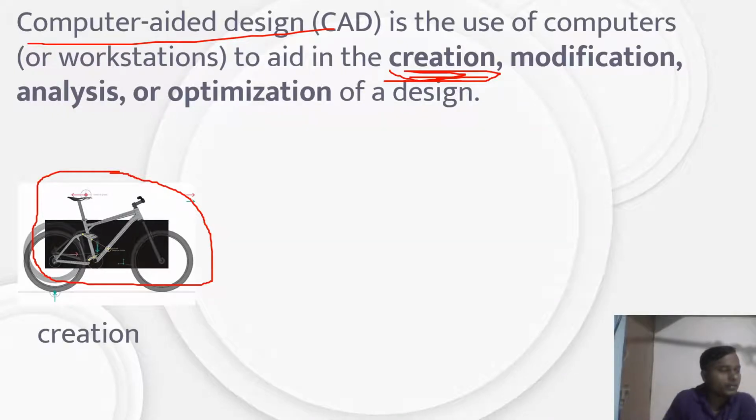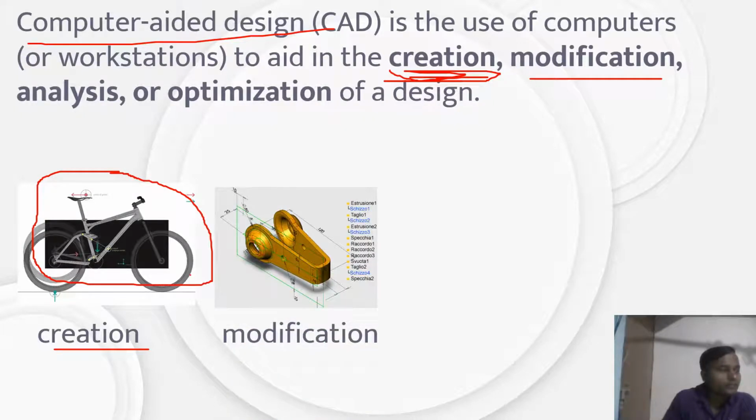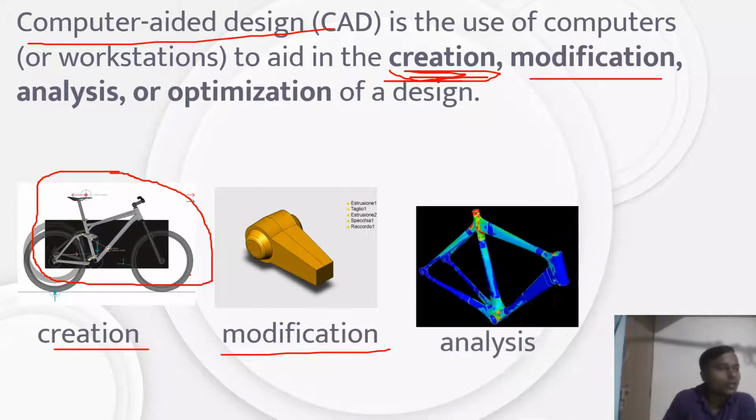First step is creation. After that, modification. It means you can take this model and make whatever changes you want in a fraction of a second. This is one of the best advantages of CAD. It is called modification. After modification is done, you can go for the analysis.